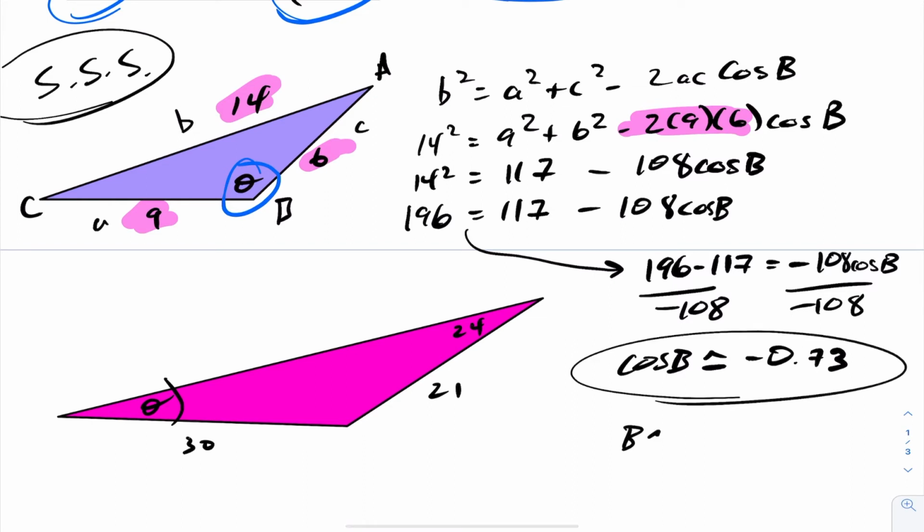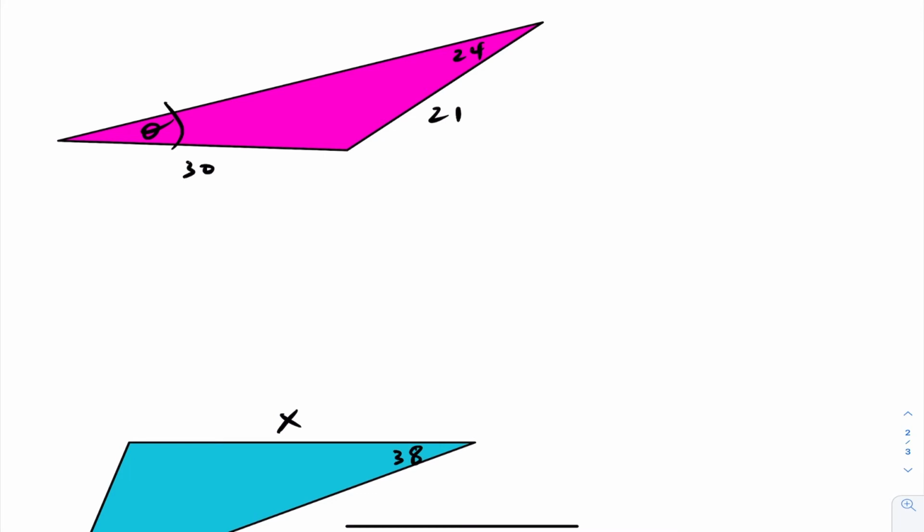Solving for b, we get b is approximately equal to 137 degrees. All right, let's try the next problem here. So again, this one here, I'm looking to solve for the angle theta here.